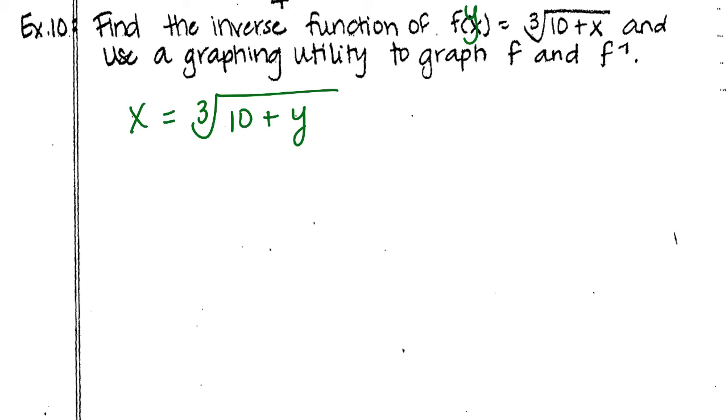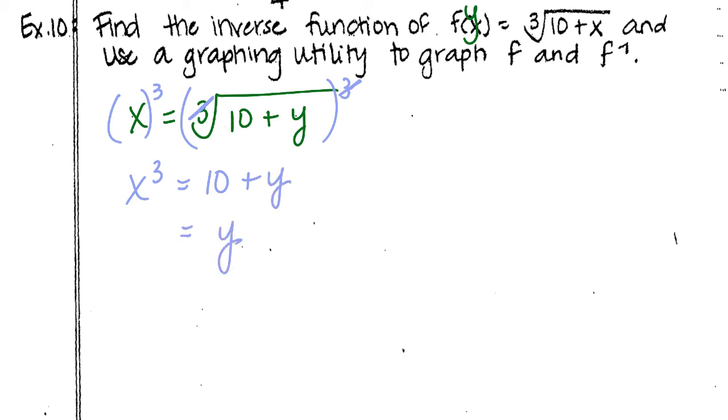Our first step in solving, we will cube each side. What I do to one side, I do to the other. So we have x cubed is equal to 10 plus y. And when I solve for y, y is equal to x cubed minus 10, because I'm just going to get rid of that 10. Now it tells you to go ahead and put it in your TI-84, so I'm going to give you a chance to do that. Put it in your graphing calculator.